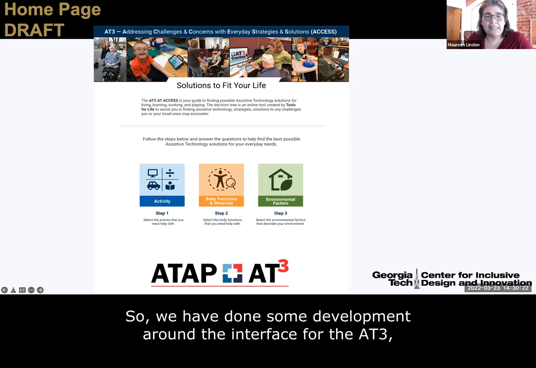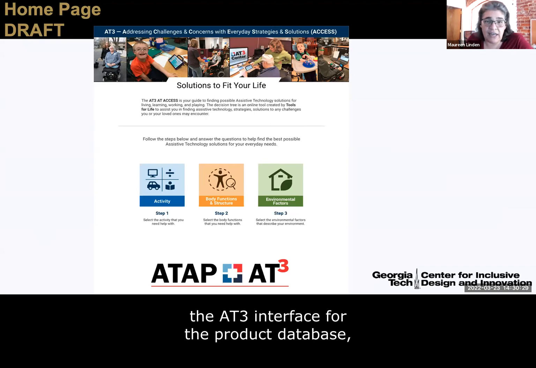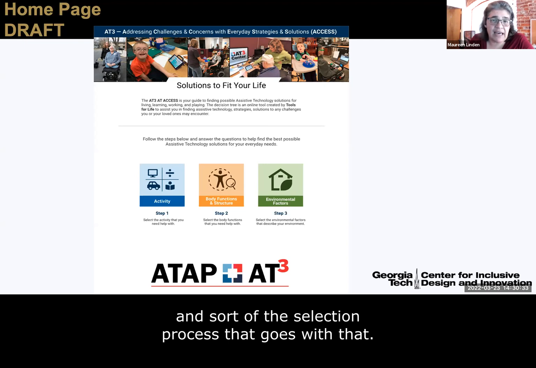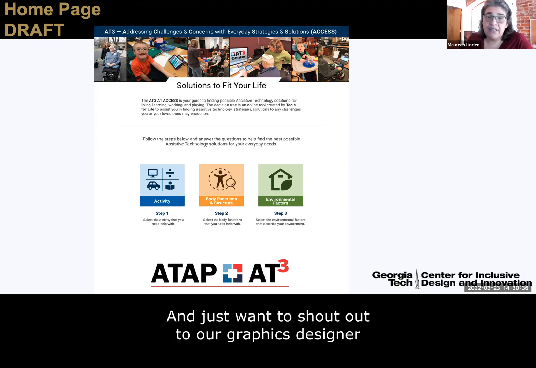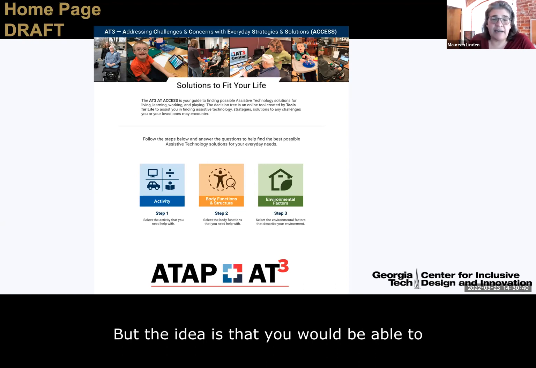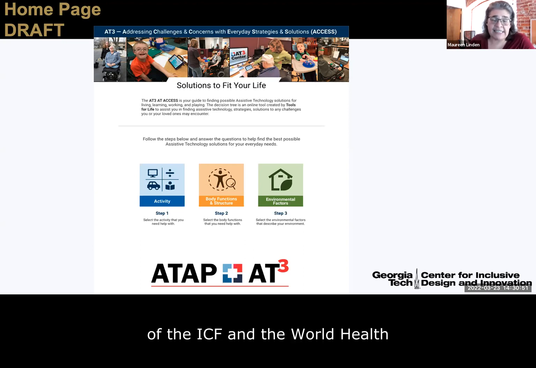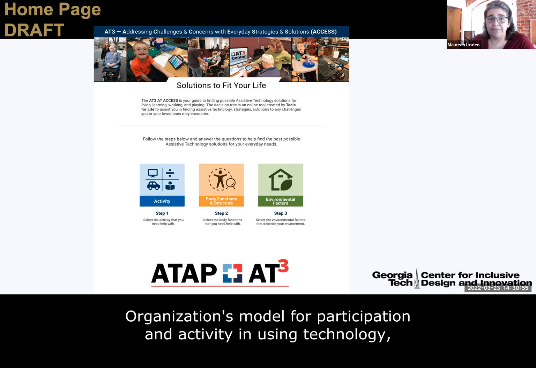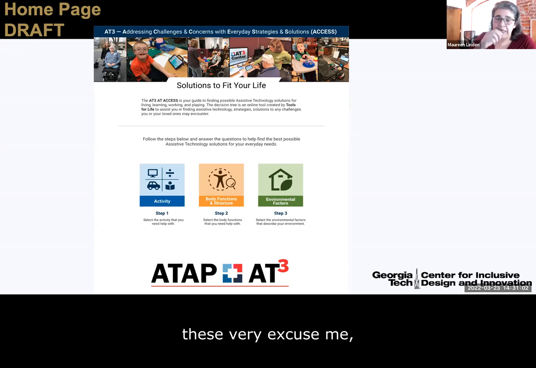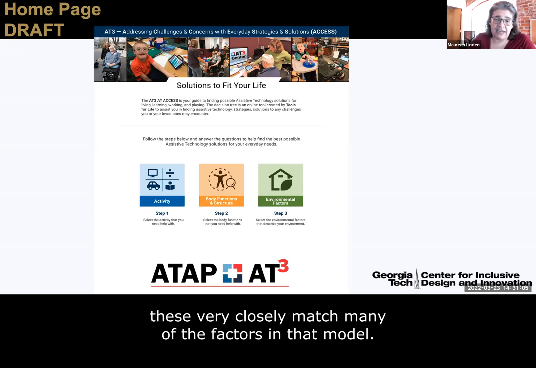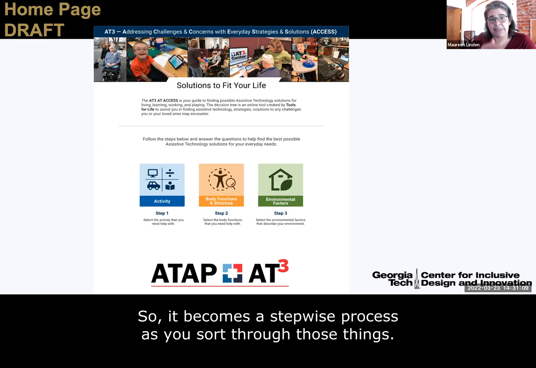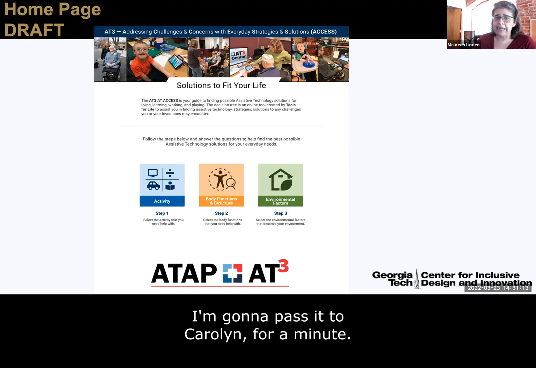Okay, sure. So we have done some development around the interface for the AT3, interface for the product database, and sort of the selection process that goes with that. And just want to shout out to our graphics designer who's done a lot of work around this. But the idea is that you would be able to select technology based on activity, body functions and structures, and environmental factors. And if you think back to Carolyn's explanation of the ICF and the World Health Organization's model for participation in activity and using technology, these very closely match many of the factors in that model. So it becomes a stepwise process as you sort through those things. I'm gonna pass it to Carolyn for a minute.